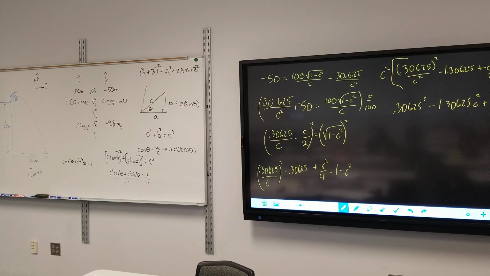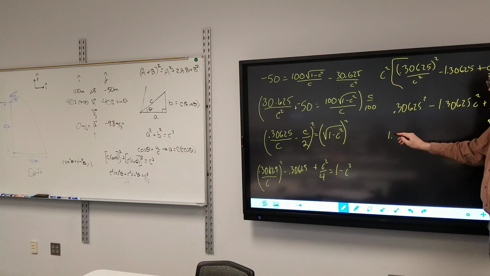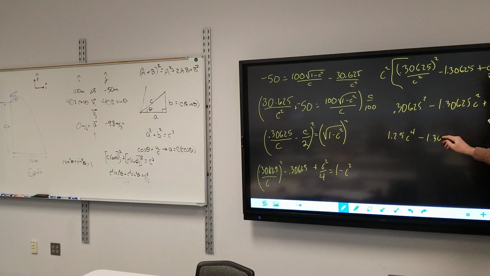All right, let's get it. We're going to use the quadratic formula as Erica is suggesting. We need to set it equal to 0, so let's do that and put it in descending polynomial order. So I add this to the other side, and I end up with 1.25 c to the fourth minus 1.30625 c squared plus 0.30625 squared equals 0.